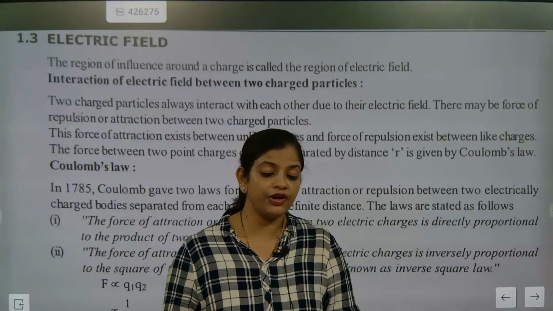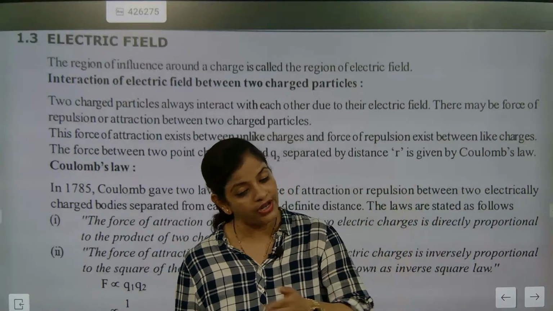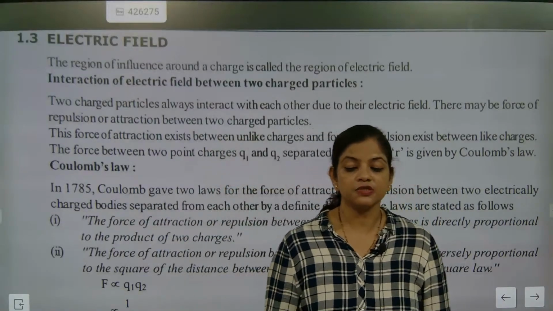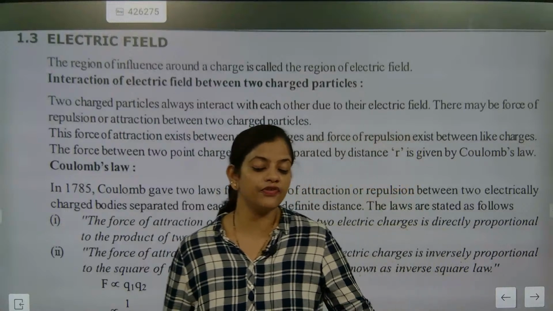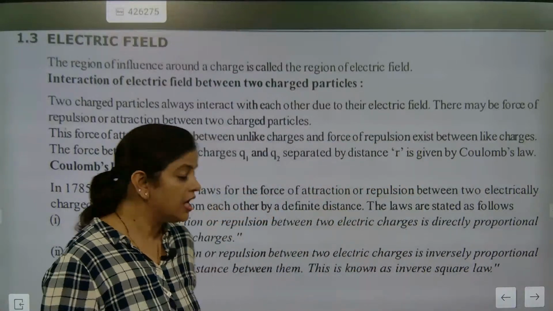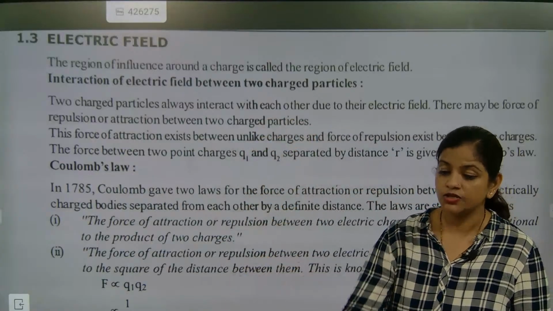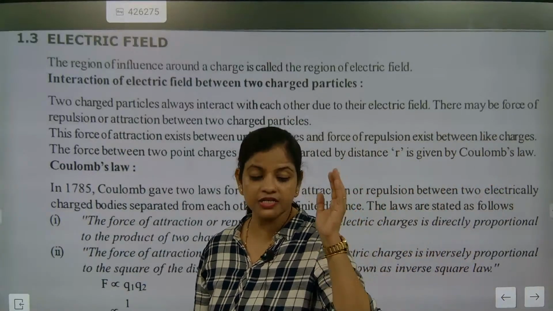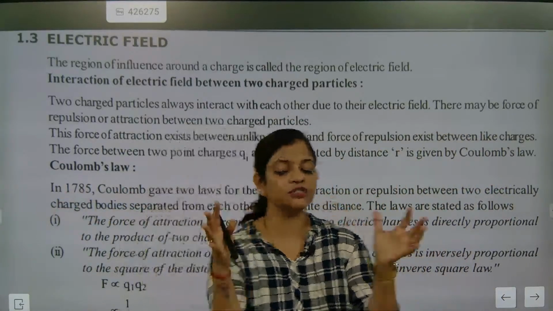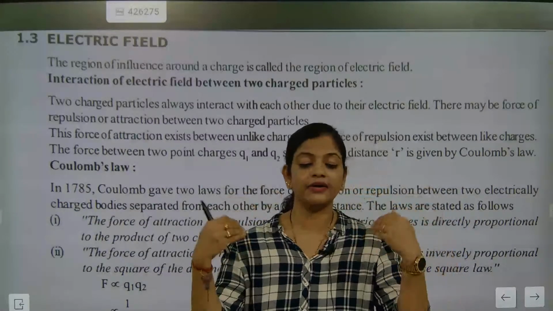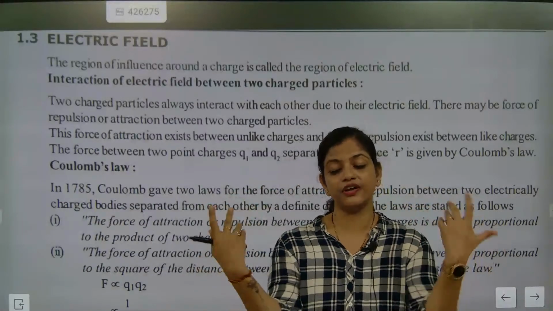In the morning itself we discussed electric field, and we came to know that whenever the charge is at rest, the amount of charge present inside a region is generating a field.